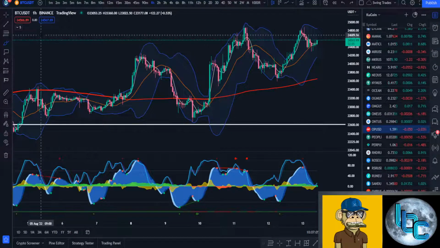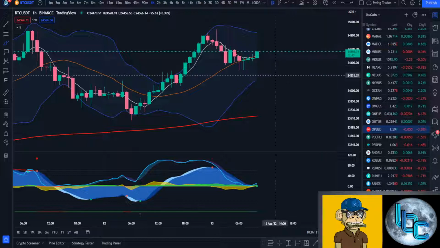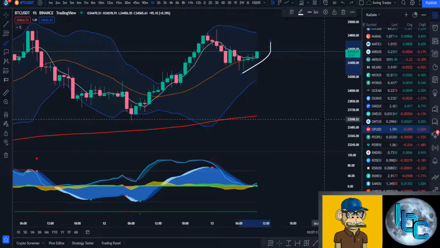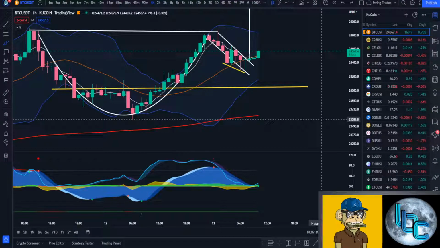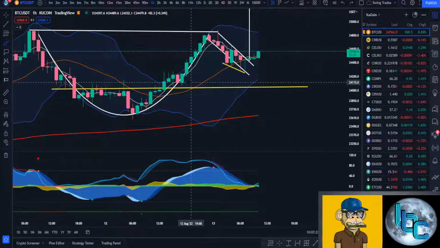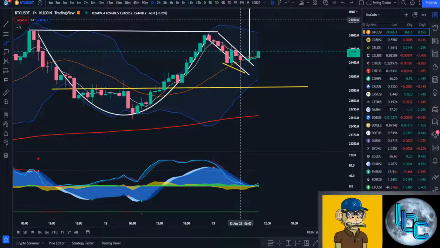Why is delete not working anymore? Did my hotkeys change or something? Oh, Bitcoin's breaking out. Maybe it just wanted me to see Bitcoin breaking out. Dude, like legit, Control Z is not working anymore. What is going on with this thing? My TradingView is bugging, bro. I'm gonna refresh this because this is crazy right now.